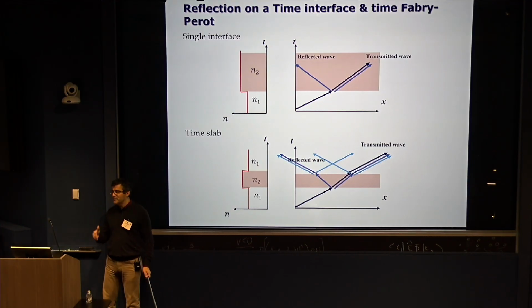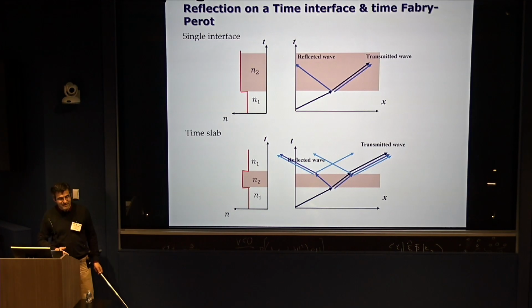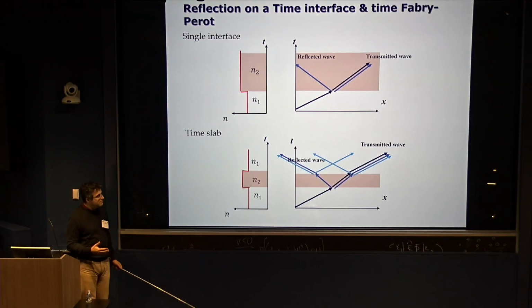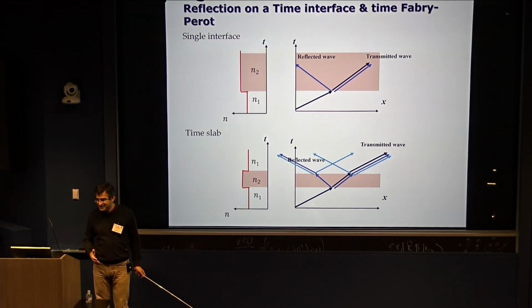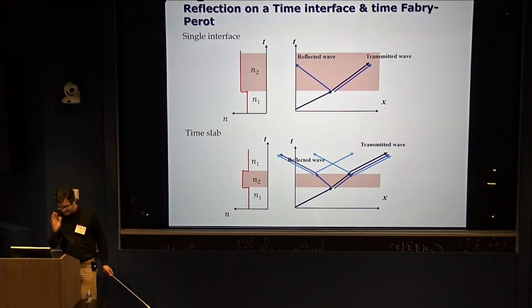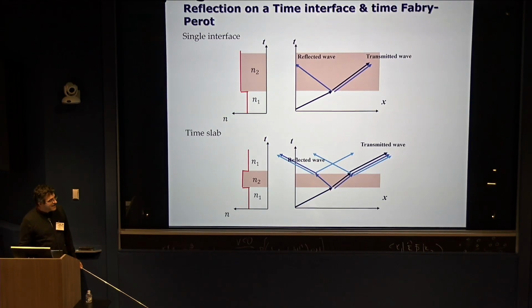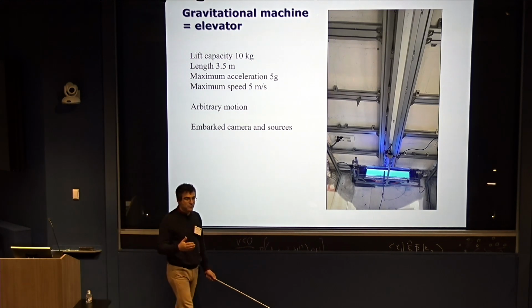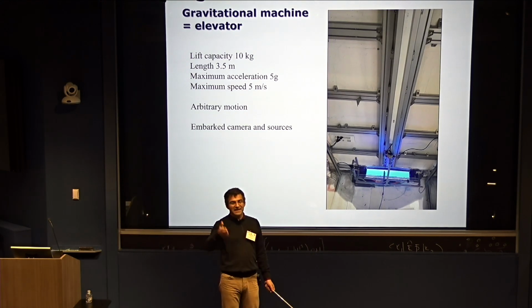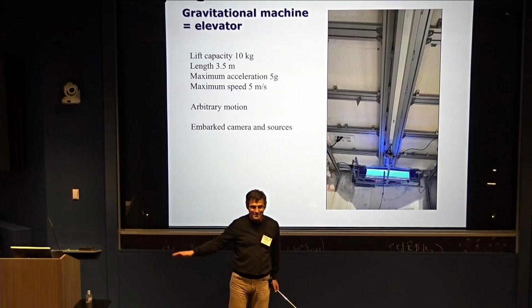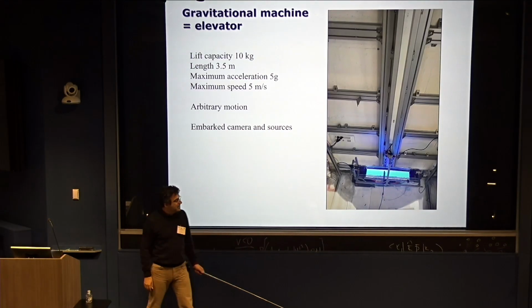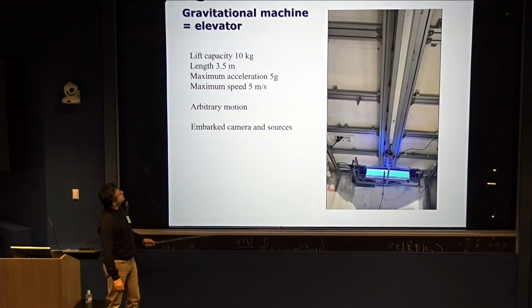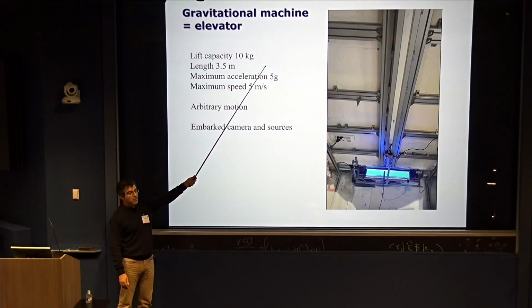So the question after this discussion was, let's try to do the experiment, not the simulation. Maybe it's a good idea, but you need something that is moving and maintains an acceleration, not a vibration, not a shaker. So this is the elevator, so I call it the gravitational machine, or the elevator.